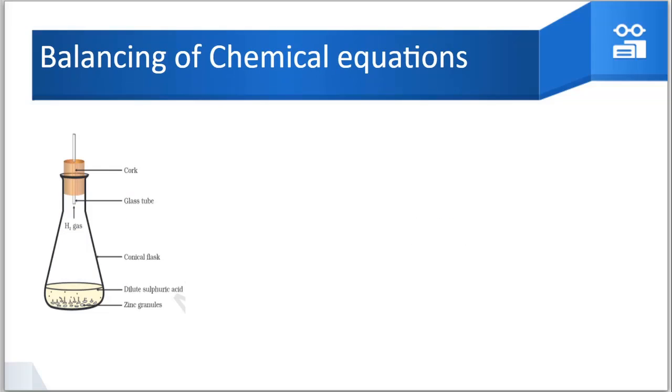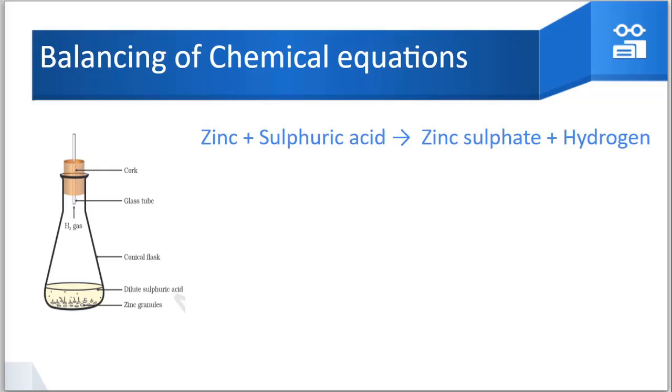Here, if you remember, this is the figure of activity 1.3. For this activity, the word equation may be represented as zinc plus sulfuric acid gives zinc sulfate plus hydrogen. This above word equation may be represented by the following chemical equation, which can be written as Zn plus H2SO4 gives ZnSO4 plus H.